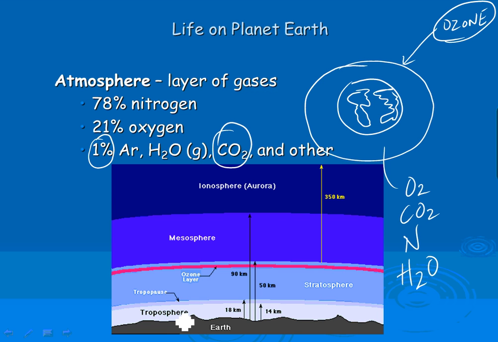So within the atmosphere, we have these different layers of gases that are different sizes. If you look at the troposphere, which is pretty much what we're involved with, it's about 14 kilometers thick. And then you get about 50 kilometers up into the stratosphere, and then 90 kilometers up to the mesosphere, and then 350 kilometers up to the ionosphere.